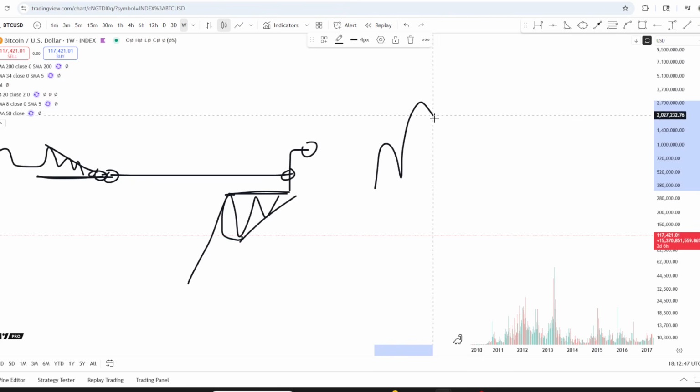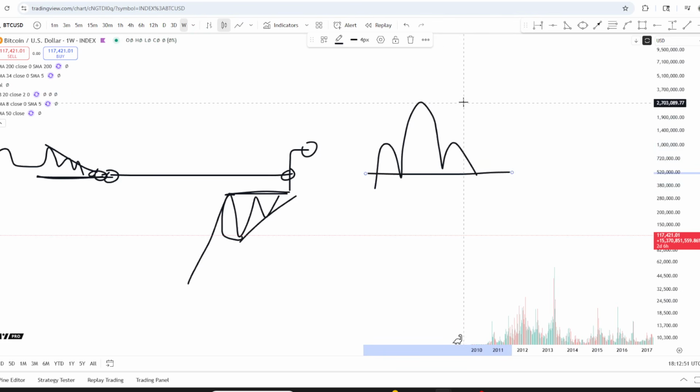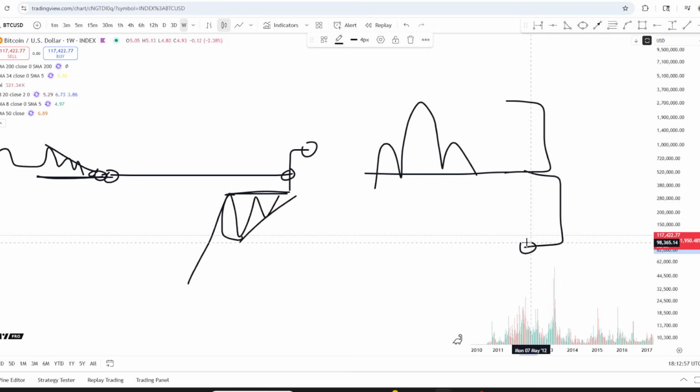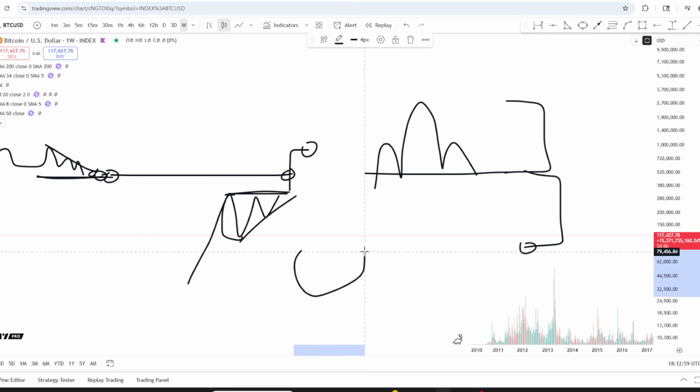Let's say you have a head and shoulders. And a head and shoulders, say it was a breakdown, you take the height from the head to the neck baseline and you extend it out. And that's how you get your measured move. Same thing with a cup and handle. Take the height of the cup and extend it out.